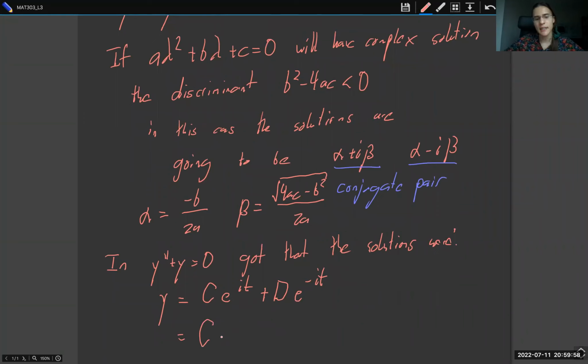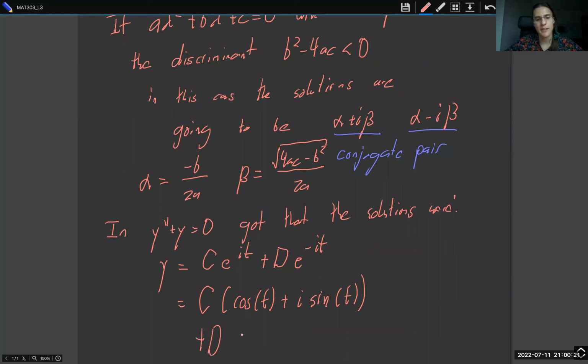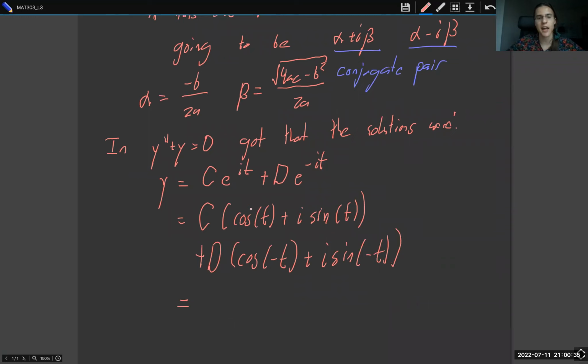We get c e to the it, which is cos t plus i sine t. And then this is going to be plus d times cosine of minus t plus i sine of minus t. And now there's a symmetry between cosine and sine when you negate it. So one of these is an even function and one of these is an odd function.